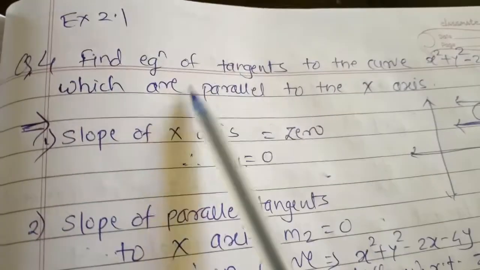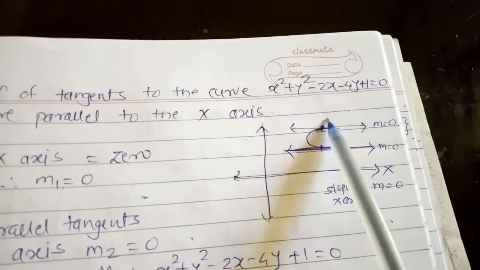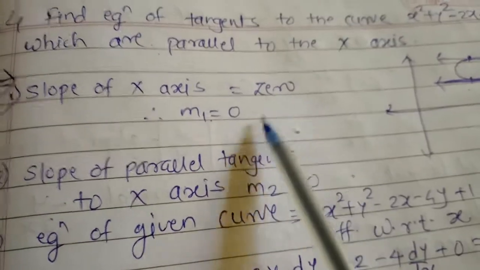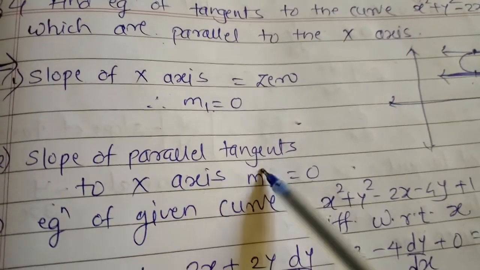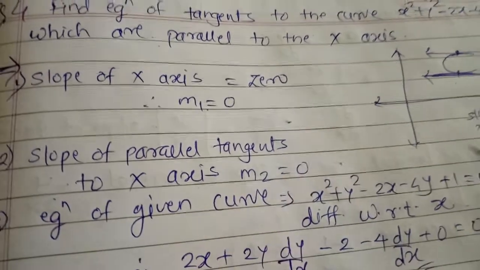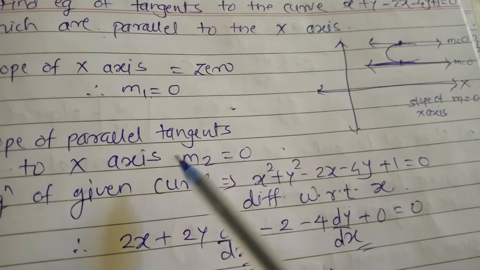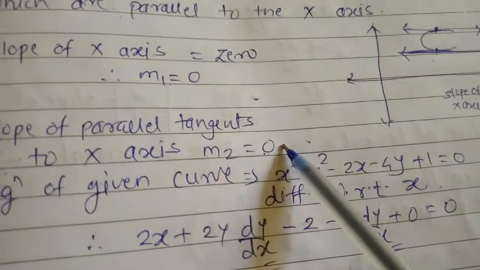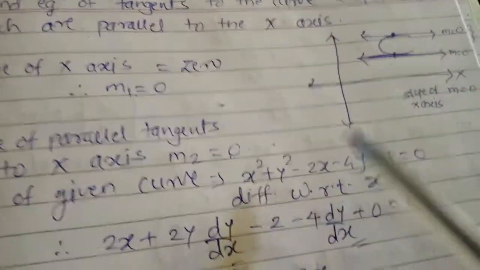तो हमें फाइंड आउट क्या करना है, हमें इक्वेशन ऑफ द टेंजेंट्स, ये जो टेंजेंट्स है उन दोनों का इक्वेशन हमें फाइंड आउट करना है. तो स्लोप ऑफ द एक्स एक्सिस, that you already know, it is 0. इसके लिए हम m1 बोलेंगे. So m1 is equals to 0, and the slope of the parallel tangents to the x-axis, मतलब जो ये दोनों टेंजेंट्स एक्स एक्सिस को पैरेलल है उनका भी स्लोप क्या है, 0 है. दोनों के लिए मैंने स्लोप के लिए m2 बोला है. Next one, the equation of the given curve, so that one is here.